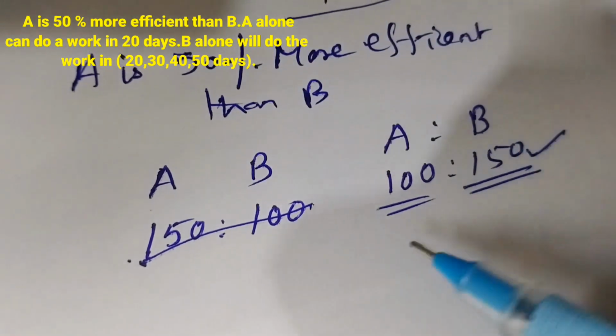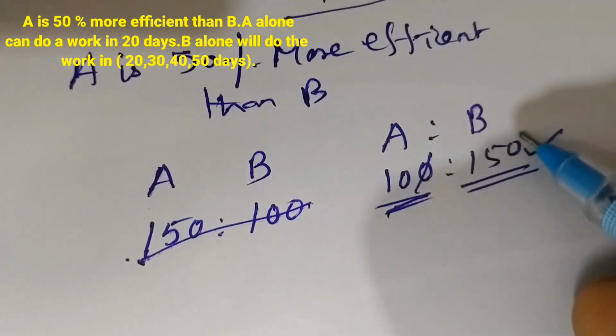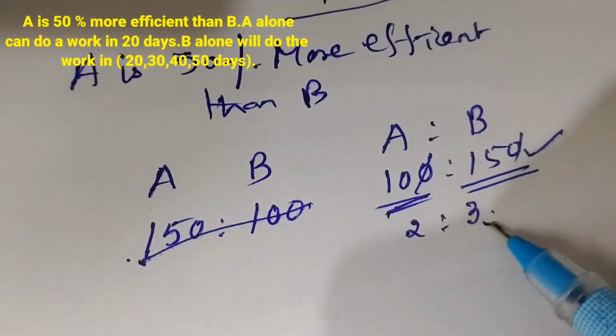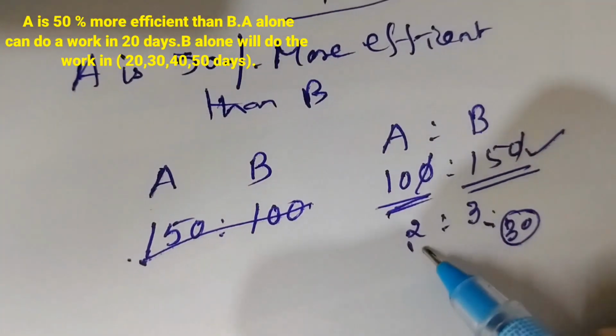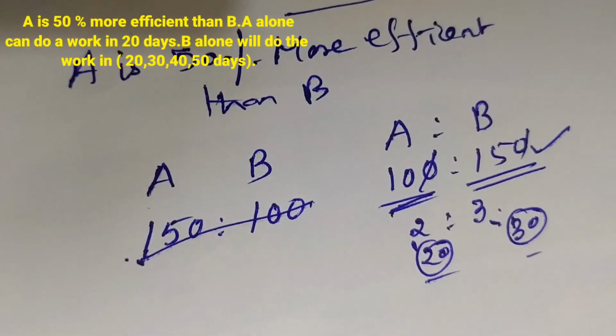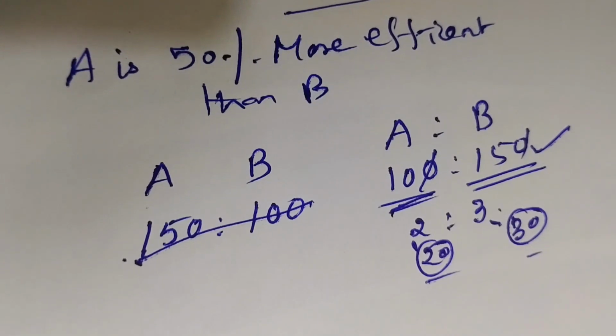So A is 50% more efficient than B means A will be 100, B will be 150, that is 2 is to 3 ratio. That means if B does a work in 3 into 10, say 30 days, A will do it in 2 into 10, 20 days. Okay. So based on this, hope you understood how to write. Let us go to question number 1.